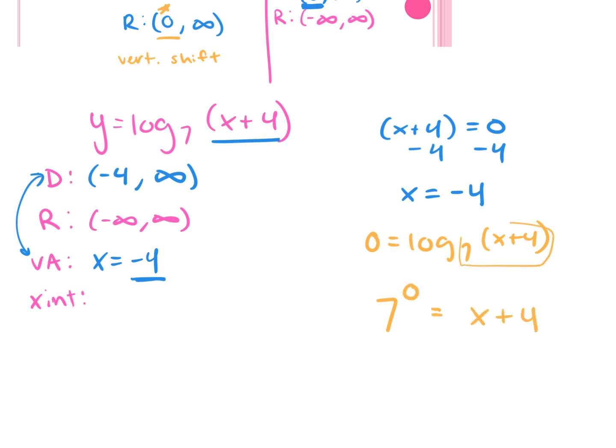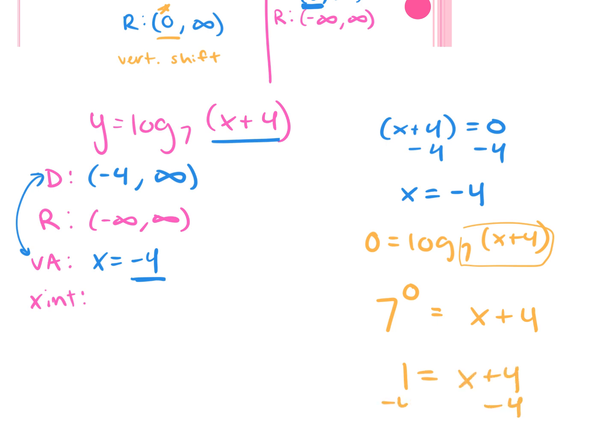Notice how here it kind of looks like 7 is attached to the x plus 4. It's not going to be the case. They're not going to be next to each other when you put it into exponential form. Now when we solve this, what's 7 to the power of 0? 1 equals x plus 4.